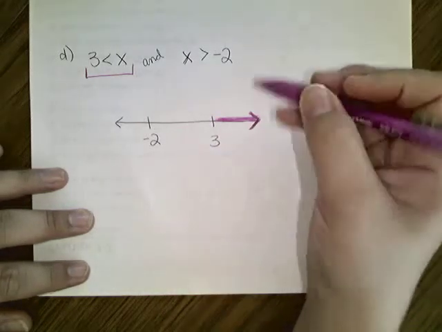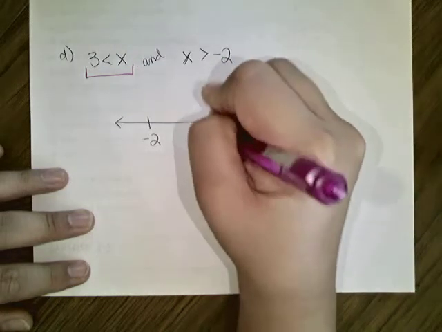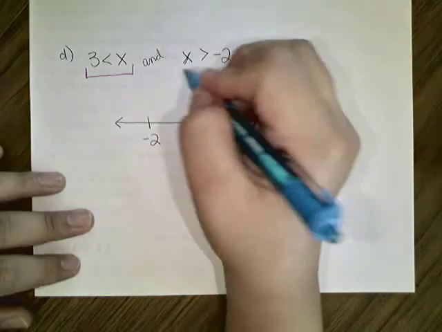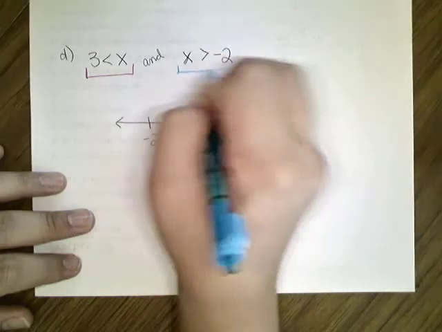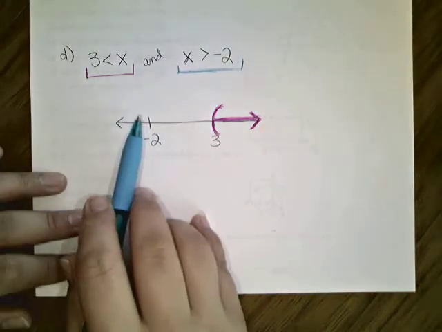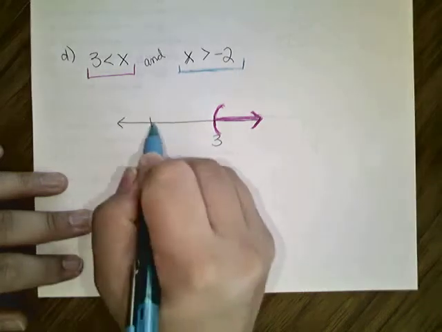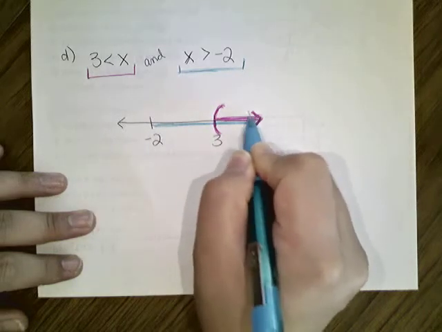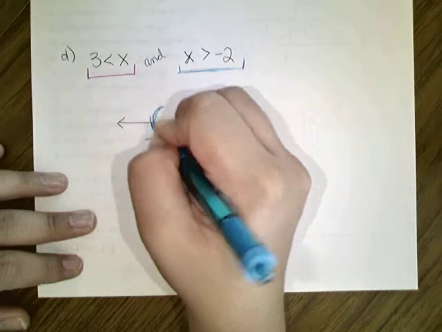Just like before, we have a less than sign, so we want to go ahead and use a parentheses here, and it opens in the direction that we're shading. Likewise, I'm going to go ahead and graph x is greater than -2, so our boundary there is -2. X is greater than -2, so if you want to just identify it based on that, we're shading to the right. And again, we have a parentheses opening in the direction that we're shading.